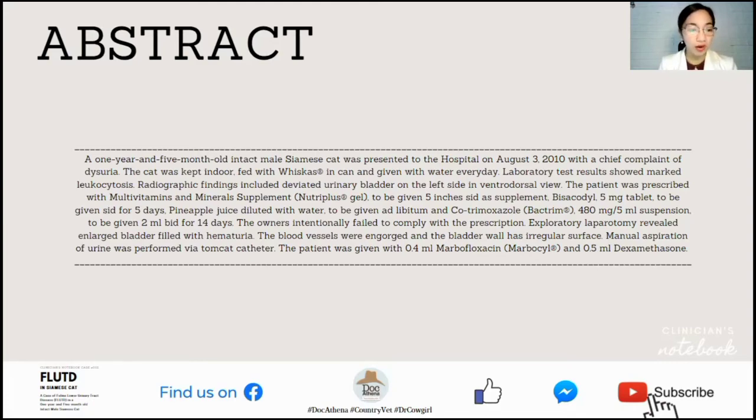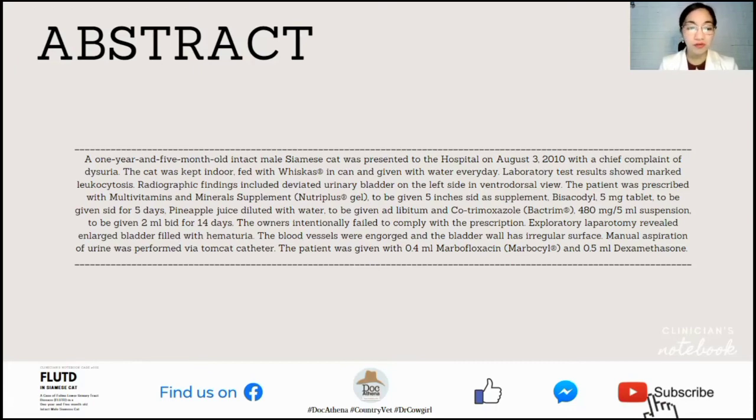The patient was prescribed multivitamins and mineral supplement to be given SID as supplement, bisacodyl 5 mg tablet to be given SID for 5 days, pineapple juice diluted with water to be given ad libitum, and clotrimazole 480 mg per 5 ml suspension to be given 2 ml BID for 14 days. The owners intentionally failed to comply with the prescription.